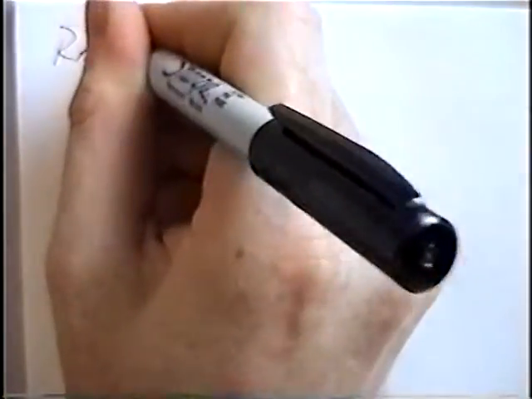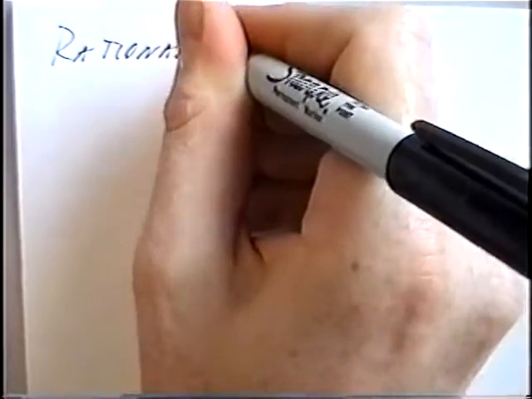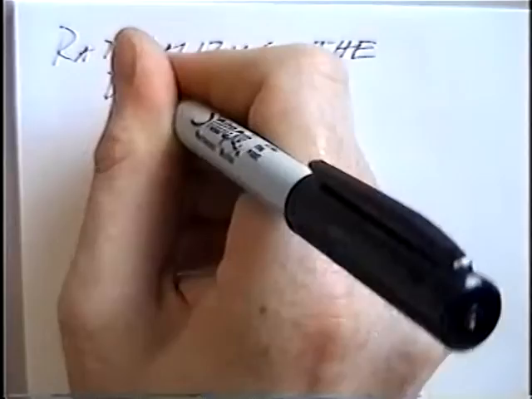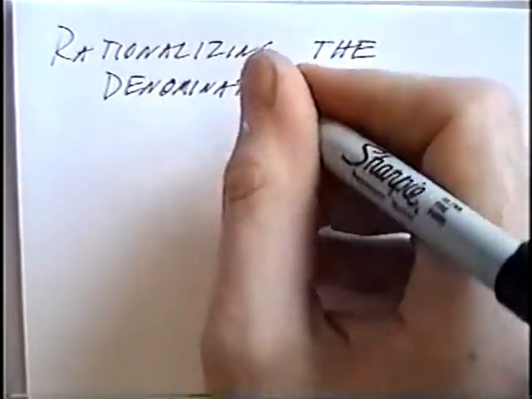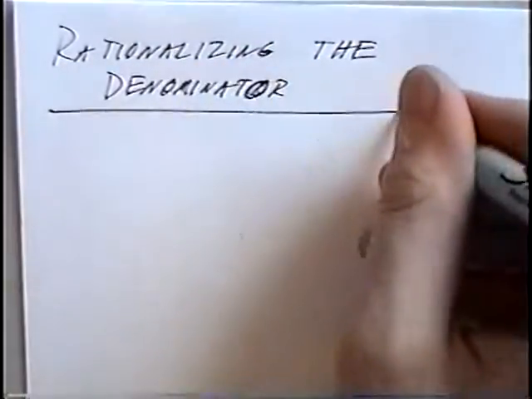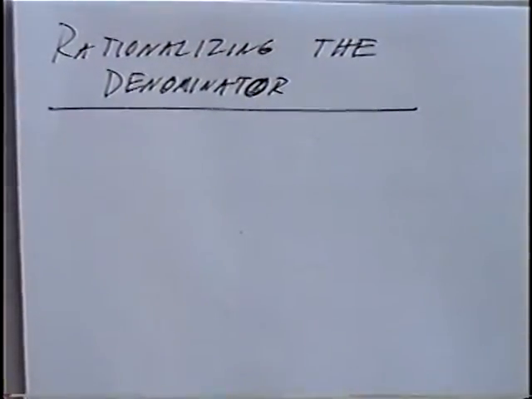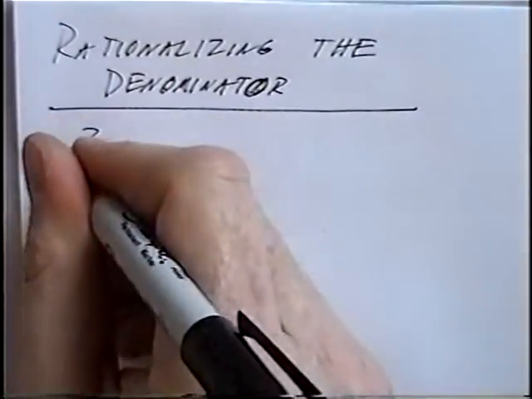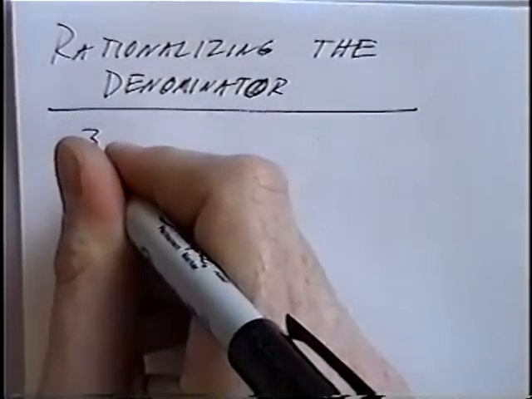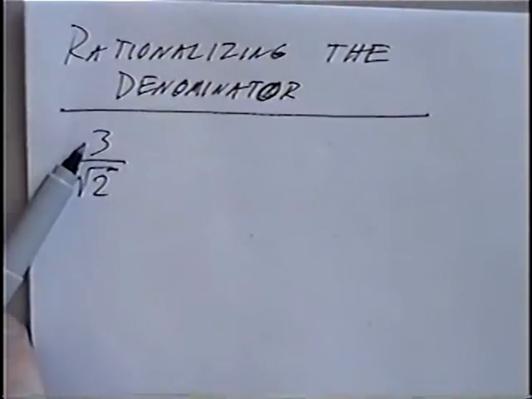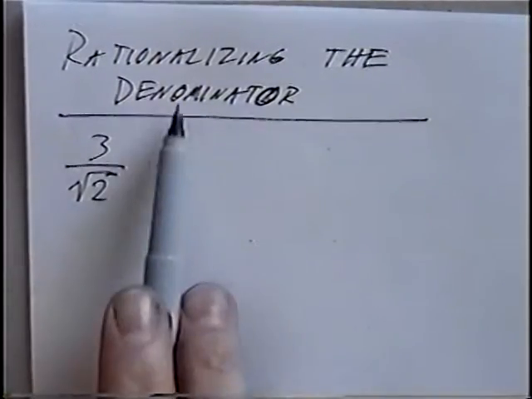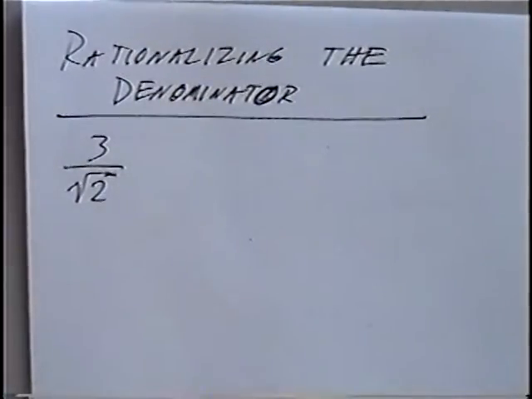Last section of notes is rationalizing the denominator. First question for this section is 3 divided by radical 2. For fractions, it's okay to have a radical in the numerator, but if there's a radical in the denominator, we can rationalize it or simplify it.